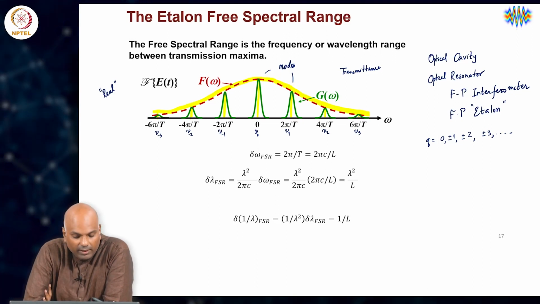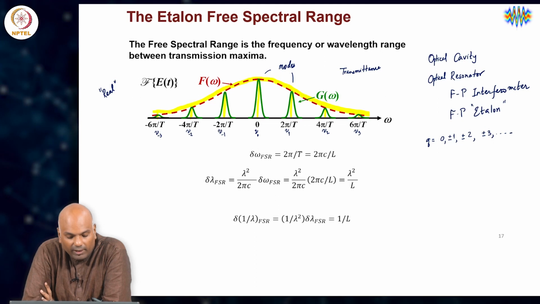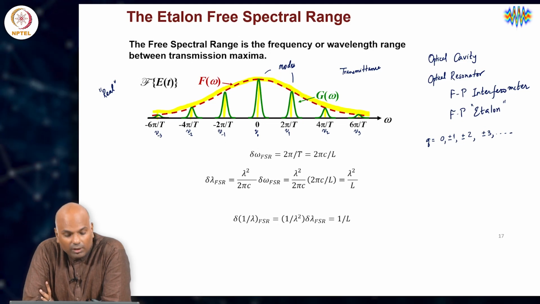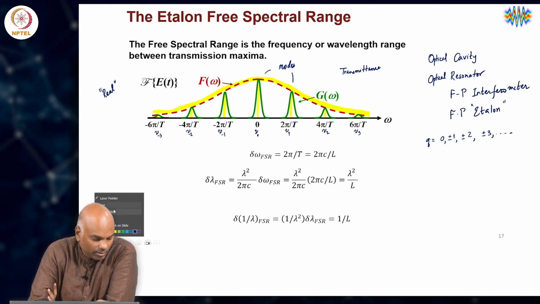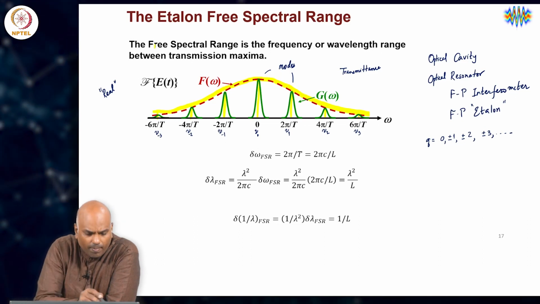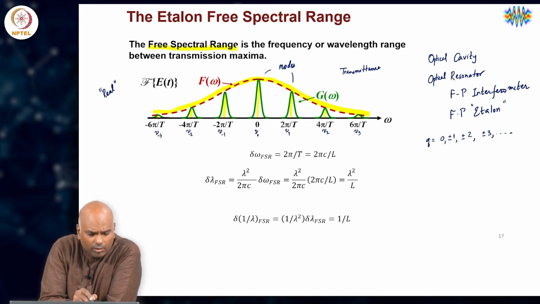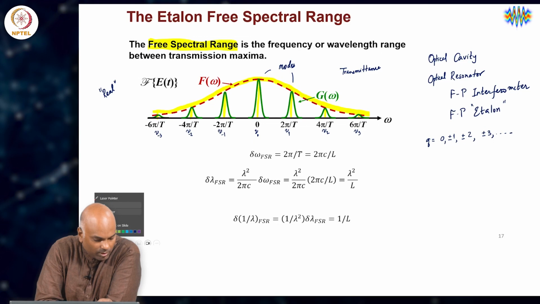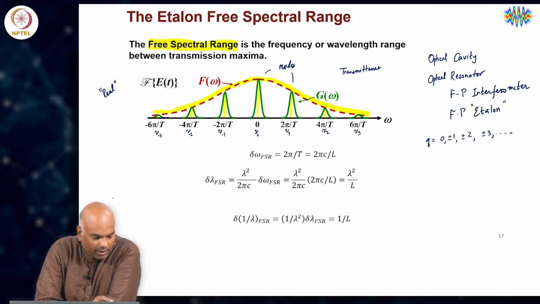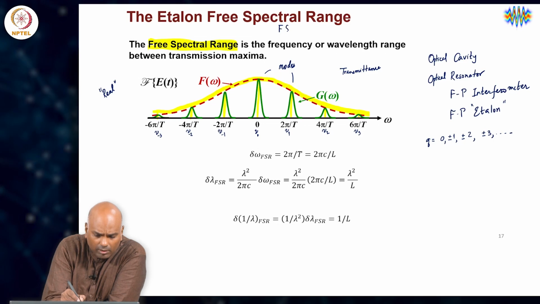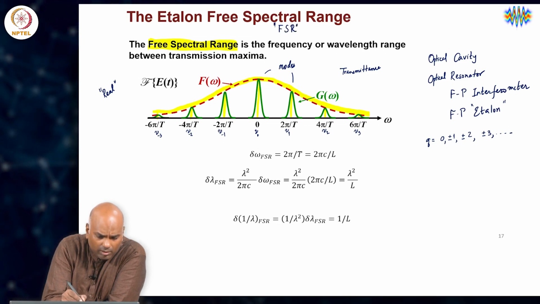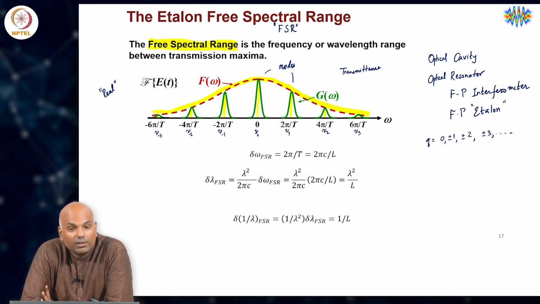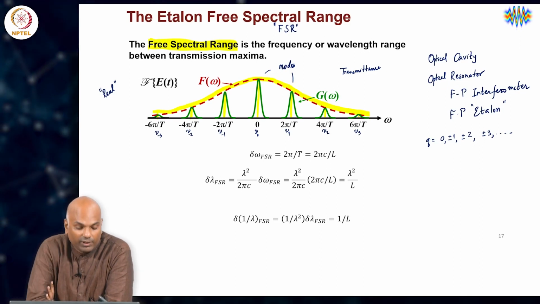Okay. Now, the frequency separation between any two successive cavity modes is called the free spectral range. Free spectral range is abbreviated as FSR. So, as a matter of habit, I will start calling this FSR. Okay. Let us also get used to abbreviations which make us sound a lot more professional maybe.